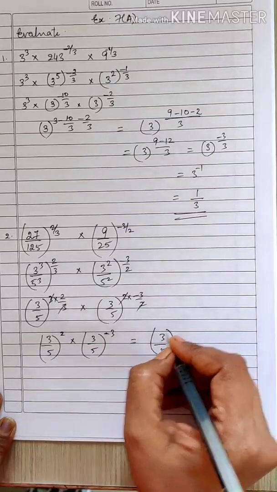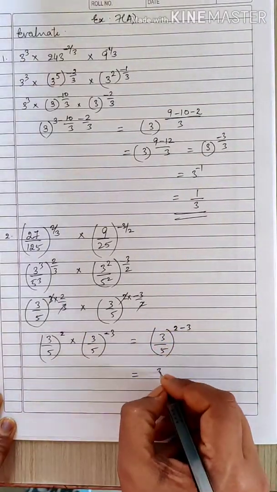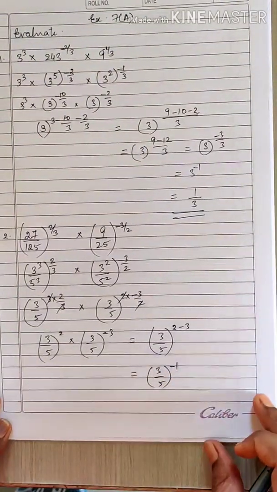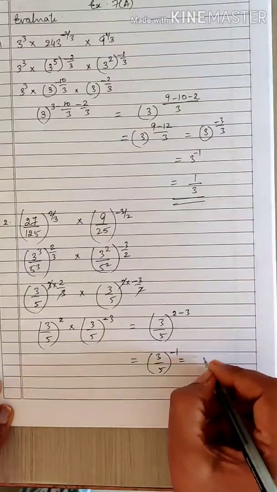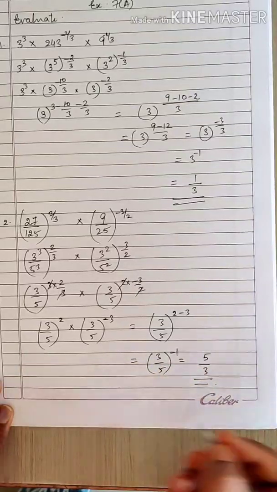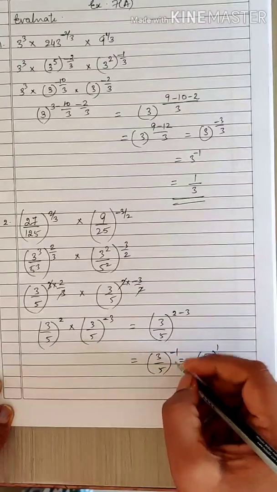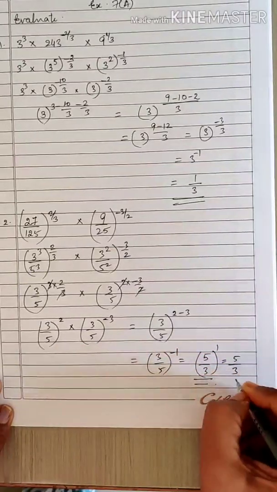Again, applying the product law, you get 2 minus 3, which is equal to 3 by 5 to the power of minus 1. Make sure you express your answer in positive terms. So it becomes 5 by 3. Positive power, children. So this will become 5 by 3. Take the reciprocal, you will get the positive power. So your final answer is 5 by 3.